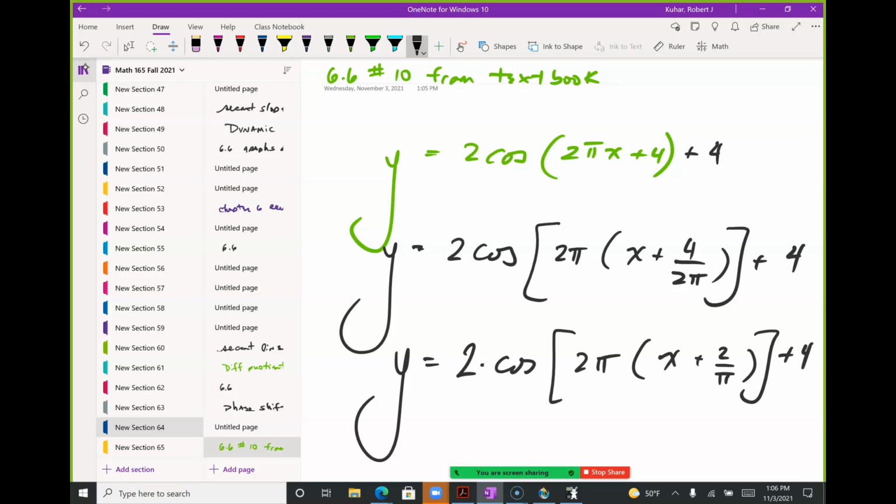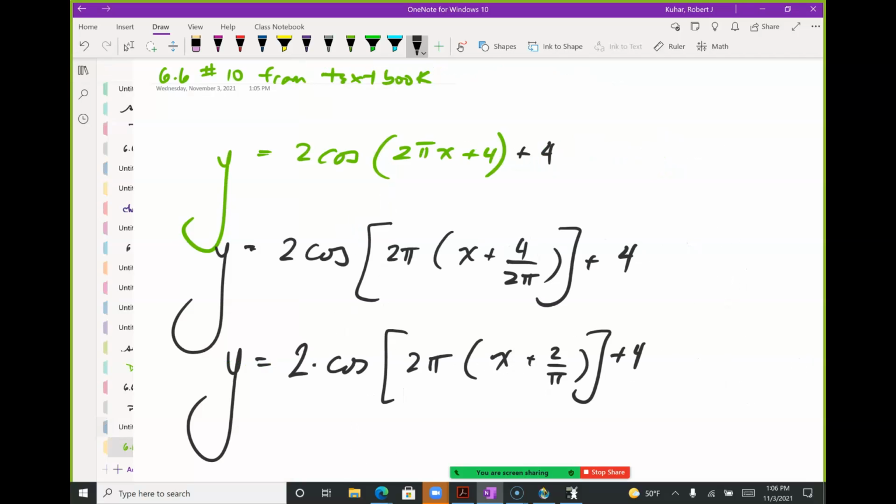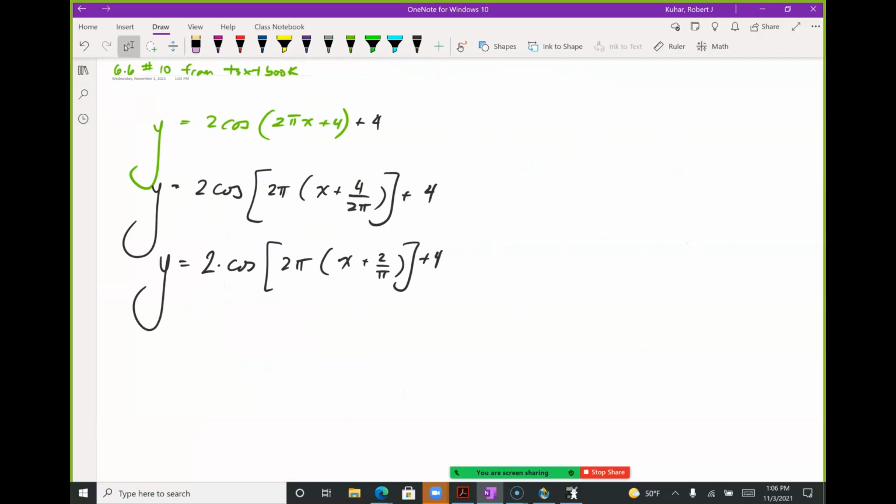Of course, they just make their numbers pretty nasty. I'm not going to do that to you. What's the amplitude? Good, class, 2. What is the b value, the frequency? Just 2 pi. Just 2, right? Whatever that coefficient of x was. And so now I should be able to get the period of 2 pi over 2 pi, which is 1.